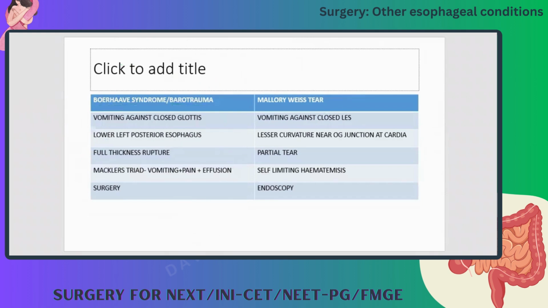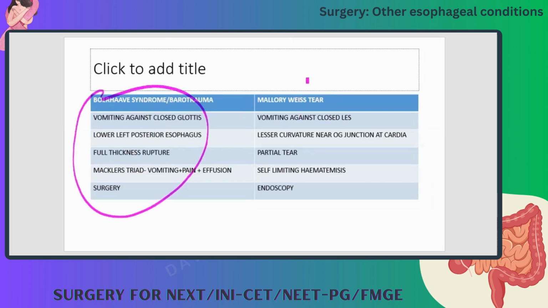Boerhaave syndrome or barotrauma is nothing but the patient vomiting against a closed glottis. So there are high pressures within the esophagus. What is barotrauma? Trauma due to pressure. Because the patient is vomiting under high pressures, there will be a full thickness rupture of the esophagus. The contents go into the mediastinum and cause effusion. So the patient will have vomiting, pain, and effusion. This is known as Mackler's triad. Because it is a full thickness rupture, we have to open it and close it. We have to do a surgery. This is about Boerhaave syndrome.